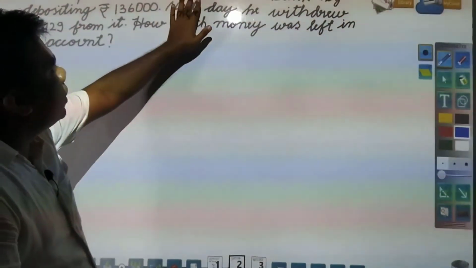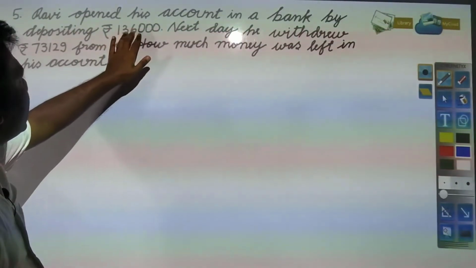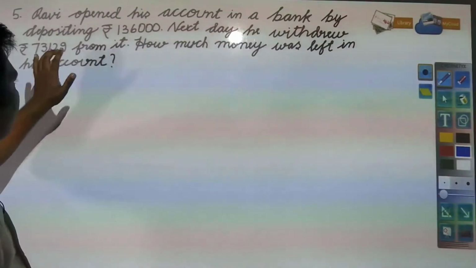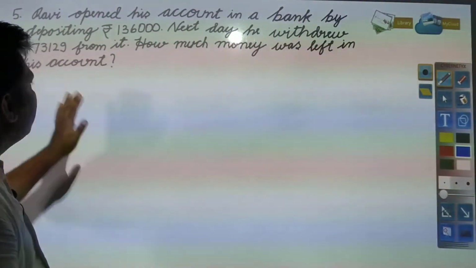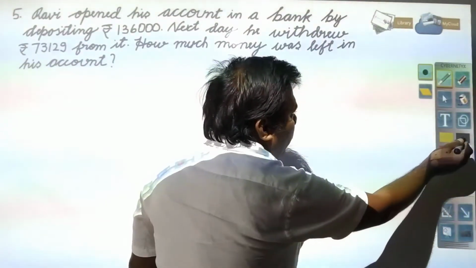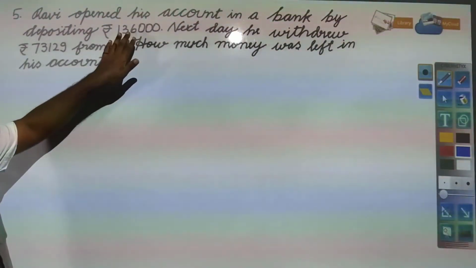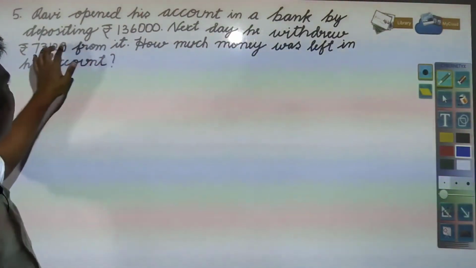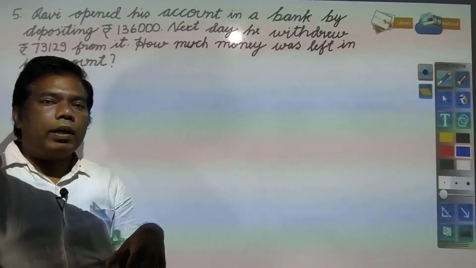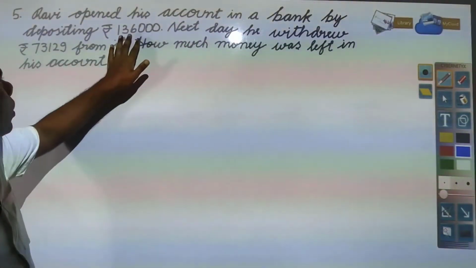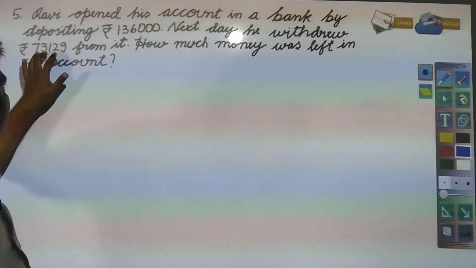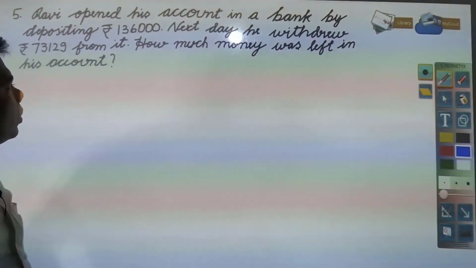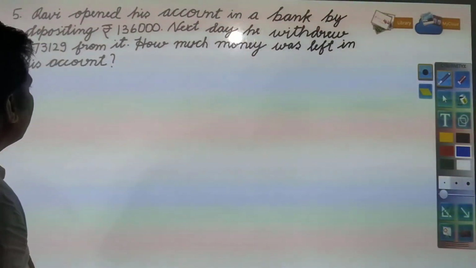Ravi opened his account in a bank by depositing 1,36,000. Next day he withdrew 73,129 from it. How much money was left in his account? Suppose he was having some amount in bank. So he was having 1,36,000. He has deposited. And just after one day, this much amount has been withdrawn from the bank. So remaining amount, how will you find out? You need to subtract this amount, 73,129 from 1,36,000, and you will get the remaining amount.